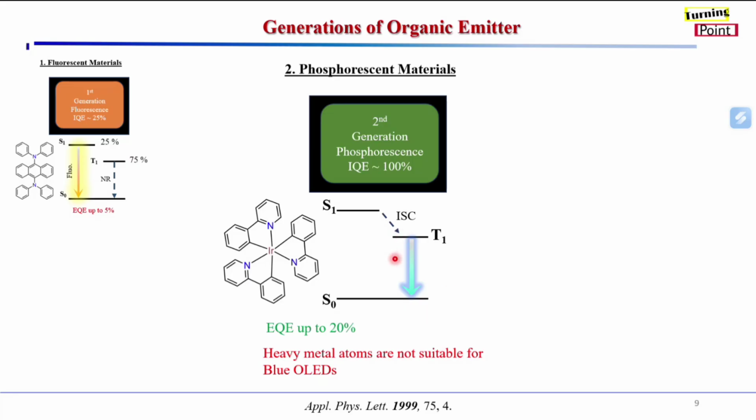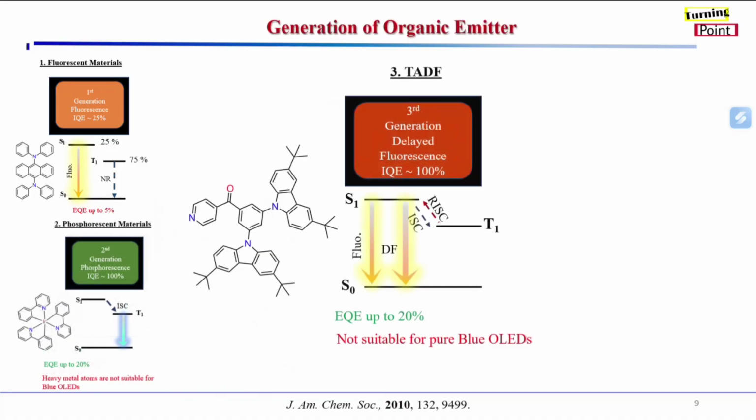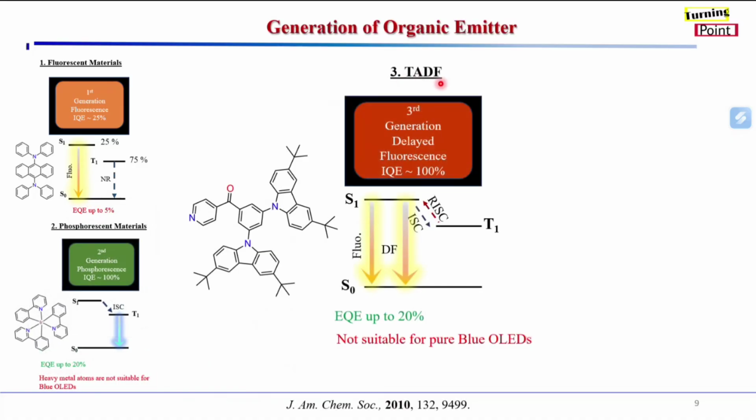To overcome this problem, the third generation emitters, which are based on thermally activated delayed fluorescence, have been explored, where the triplet excitons are converted into singlet excitons through the reverse intersystem crossing process. Here also the internal quantum efficiency reaches up to 100% and the maximum external quantum efficiency reaches up to 20%. But the problem here is that most TADF molecules emit light in the greenish blue region, not in the pure deep blue region.